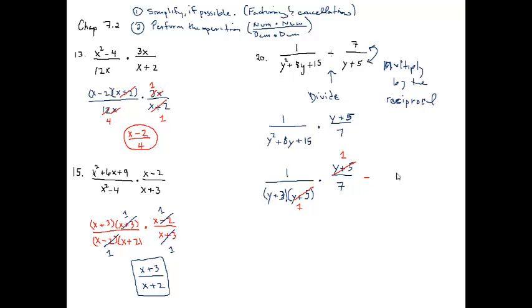Which means my final answer is going to be 1 times 1, which is 1, divided by y plus 3 times 7, which is 7 times y plus 3. And that's your final answer. All right, let me know if you have any questions.